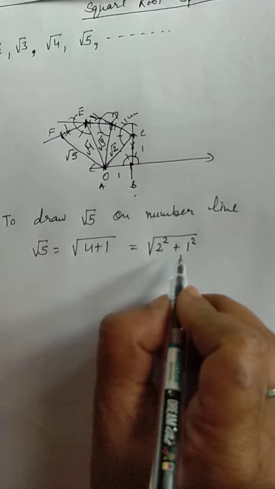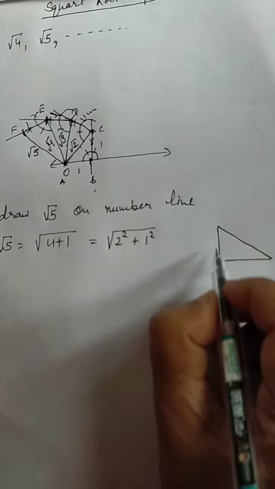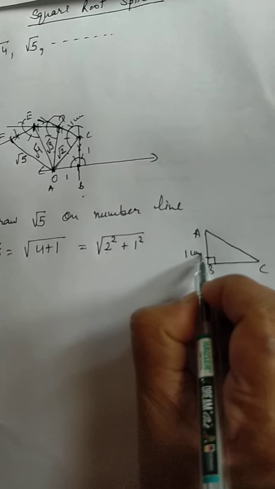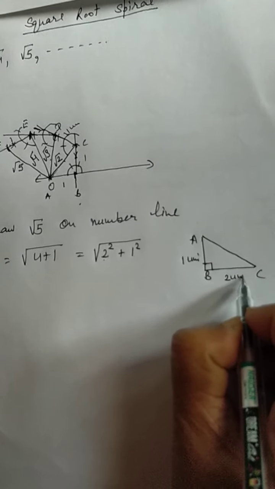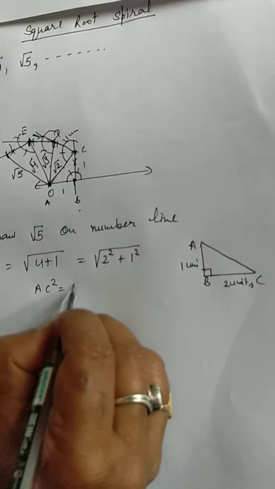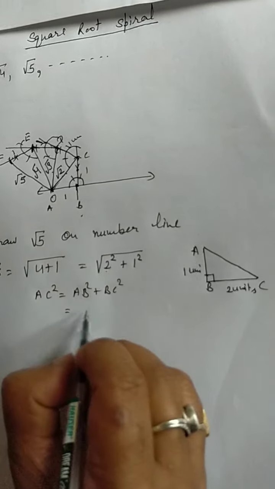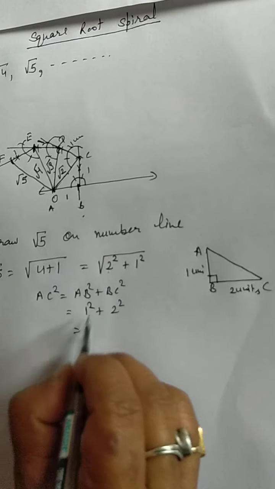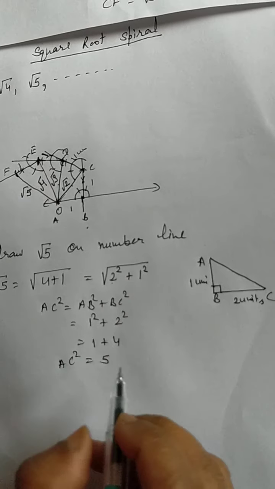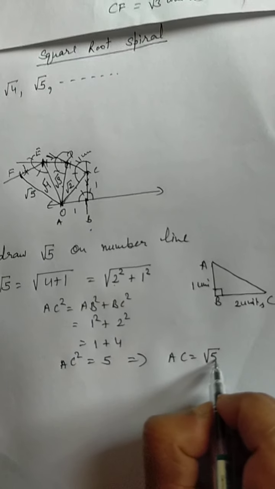Now come to the Pythagoras theorem. If we draw a rough diagram, we draw a right angle triangle. Suppose this is a right angle triangle ABC, right angled at B, and suppose AB is 1 unit and BC is 2 units. Then what will be the value of AC? You apply Pythagoras theorem. AC squared is equal to AB squared plus BC squared. This is the result of Pythagoras theorem. Now AB is 1, BC is 2. So 1 squared is 1, 2 squared is 4, 1 plus 4 is 5. So AC squared is equal to 5. If AC squared is 5, what will be the value of AC? AC will be square root 5.